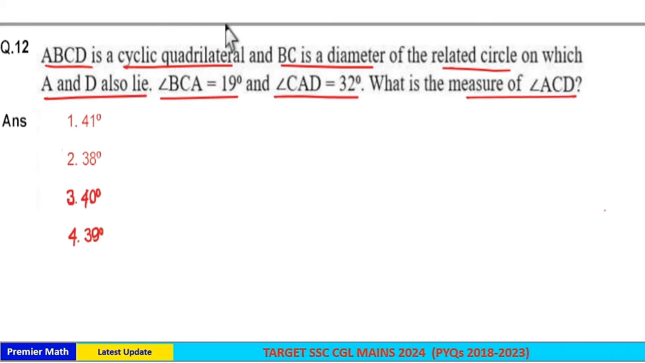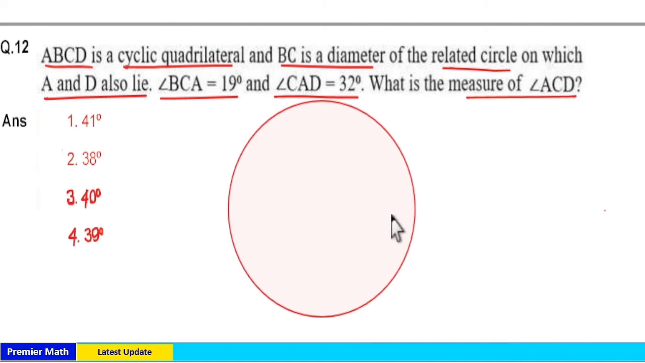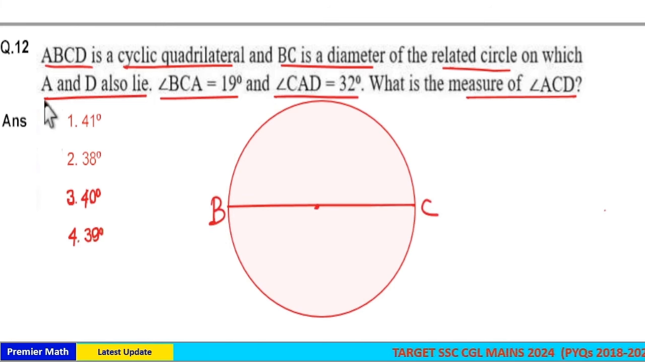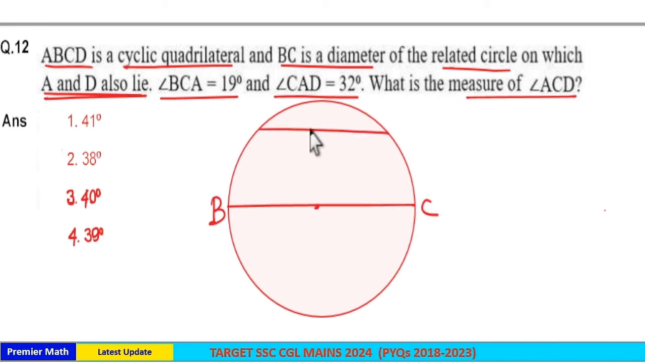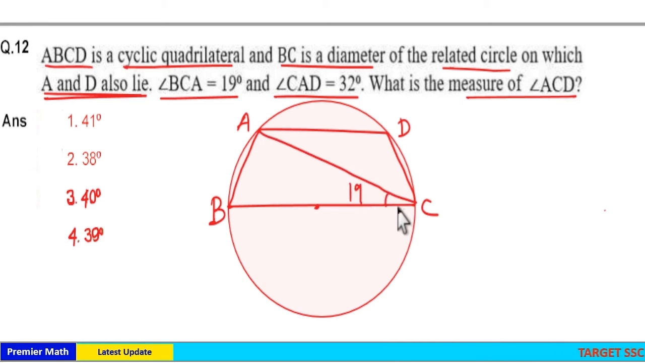Here, first draw the circle. BC is diameter. So this is BC. And AD also lies on this circle. So this is AD. And now ABCD is a cyclic quadrilateral. And angle BCA is 19 degree, and CAD is 32 degree. And we have to find out what is ACD. That is this angle. I'll take it as X degree.